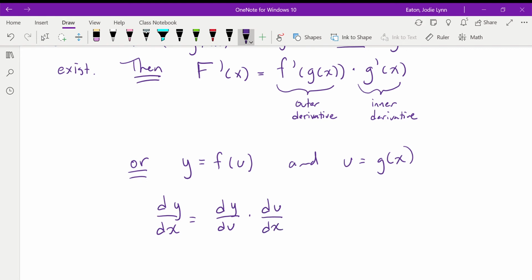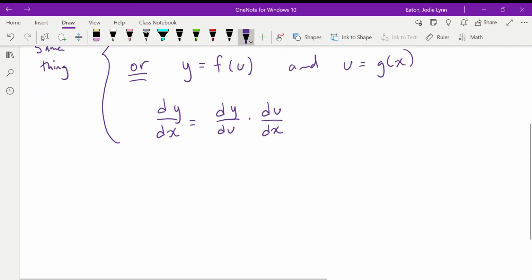So we're taking the derivative of y with respect to that variable u, not with respect to x, and then we're multiplying it by the derivative of our inner function with respect to x. These two statements both mean the same thing, okay? So these are just two different ways to think about the same thing, the same chain rule, as we call it. Okay, let's look at an example.